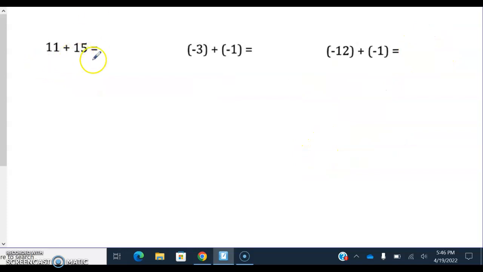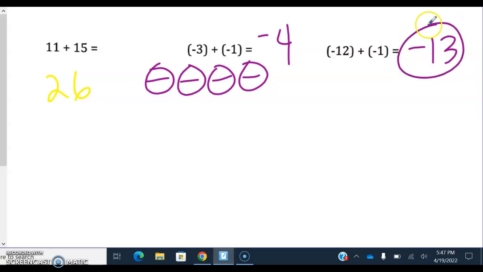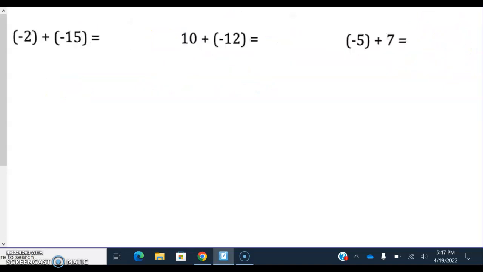All right, let's look at these. 11 plus 15, you know how to do that, 26. The next one, same signs add and keep. -3 plus -1. If you think about those, 1, 2, 3, and then 1 more negative. Well, how many do I have? -4. Same signs add and keep. Here's the same type of problem. -12 plus -1. Add them, keep the sign. -13.